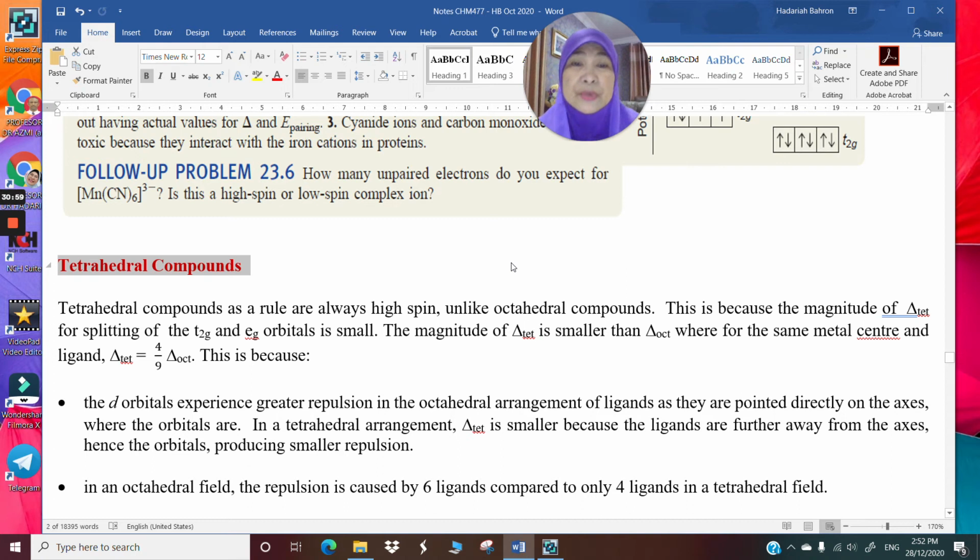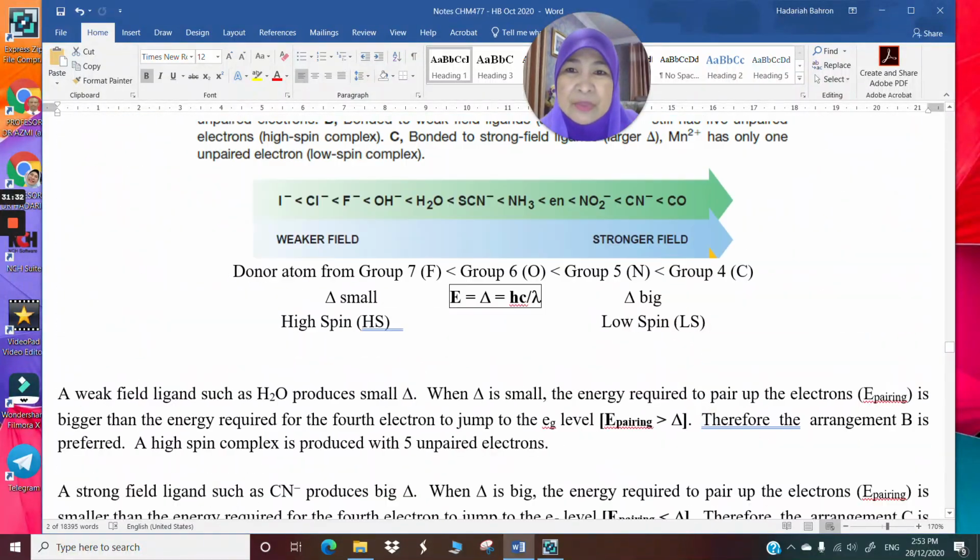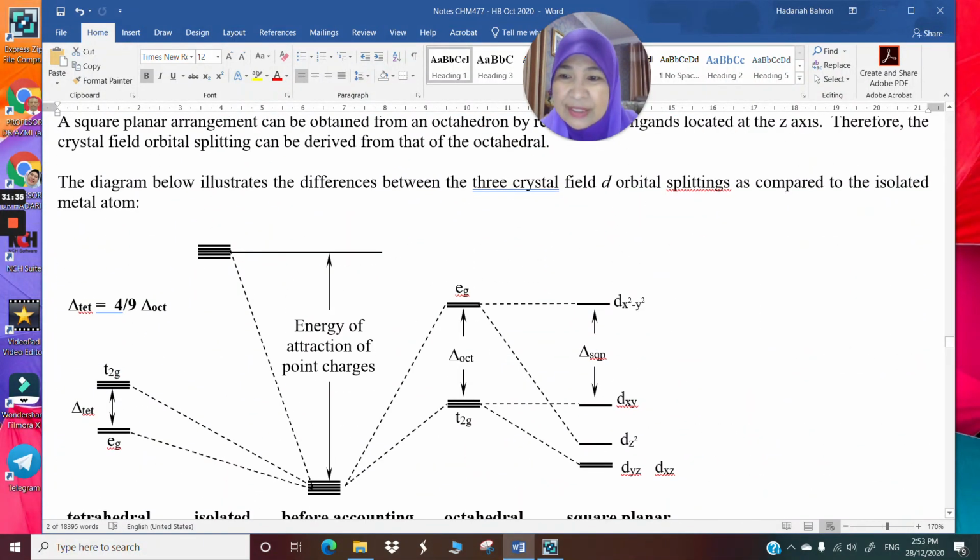Tetrahedral compounds, as a rule, always have high spin, unlike octahedral. In octahedral, it is possible for you to get high spin or low spin depending on the type of ligand attached to the metal center. But for tetrahedral compounds, it is always high spin. Why is that? If you can recall, the delta tetrahedral value is always small. Can you recall this? Delta tetrahedral is small compared to delta octahedral.